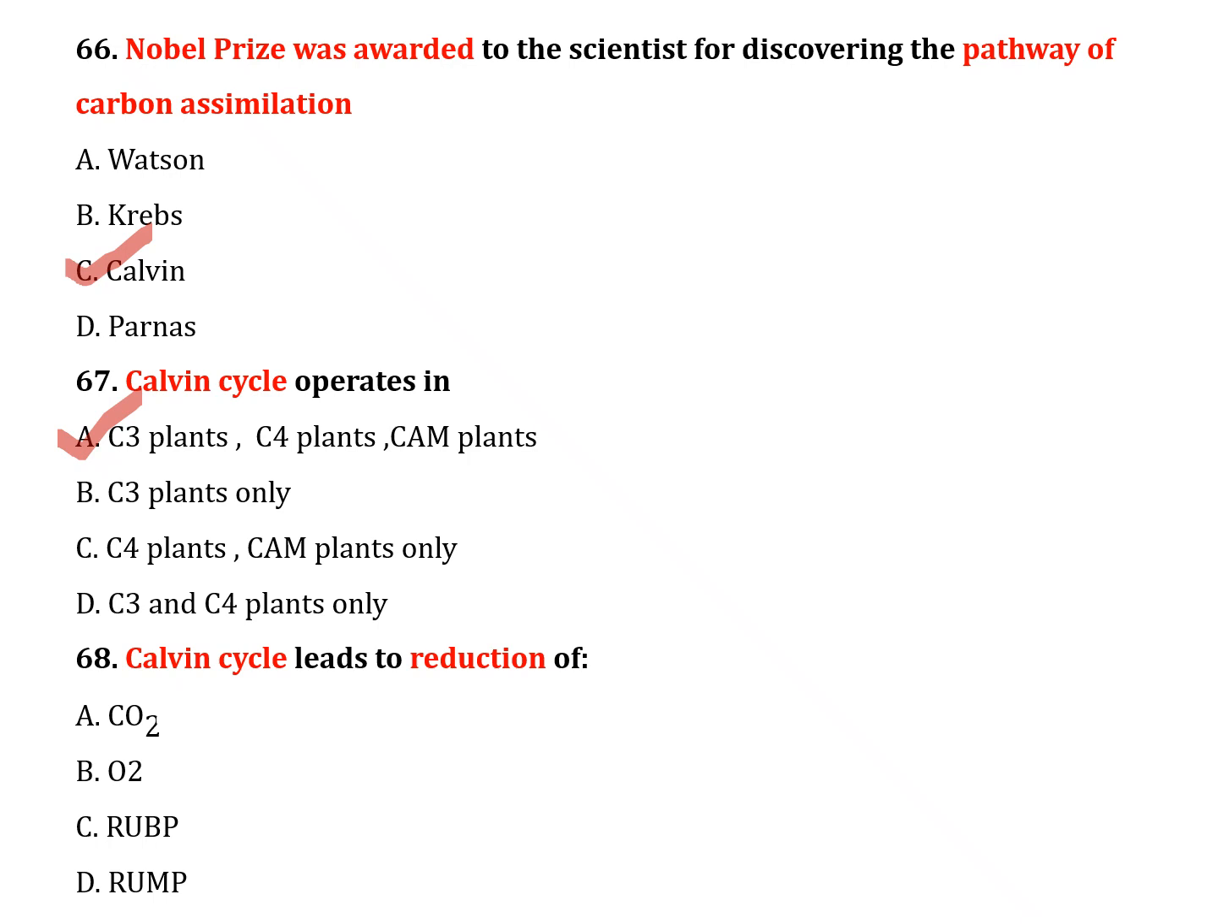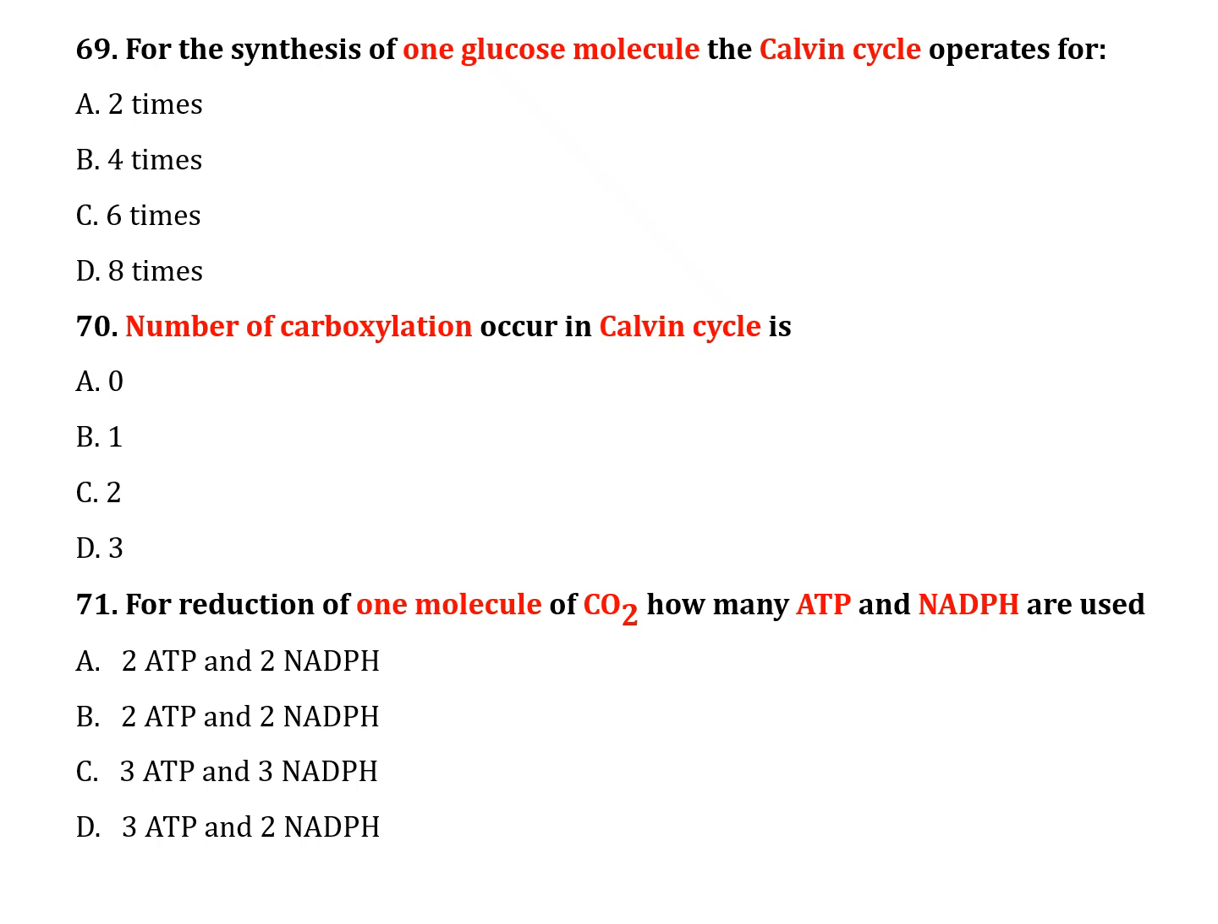Calvin cycle leads to reduction of option A, carbon dioxide, option B, oxygen, option C, RuBP, option D, RuMP. The correct answer is option A, carbon dioxide. The next question number 69. For the synthesis of one glucose molecule, the Calvin cycle operates for option A 2 times, option B 4 times, option C 6 times, option D 8 times. The correct answer is option C 6 times. The next question number 70.